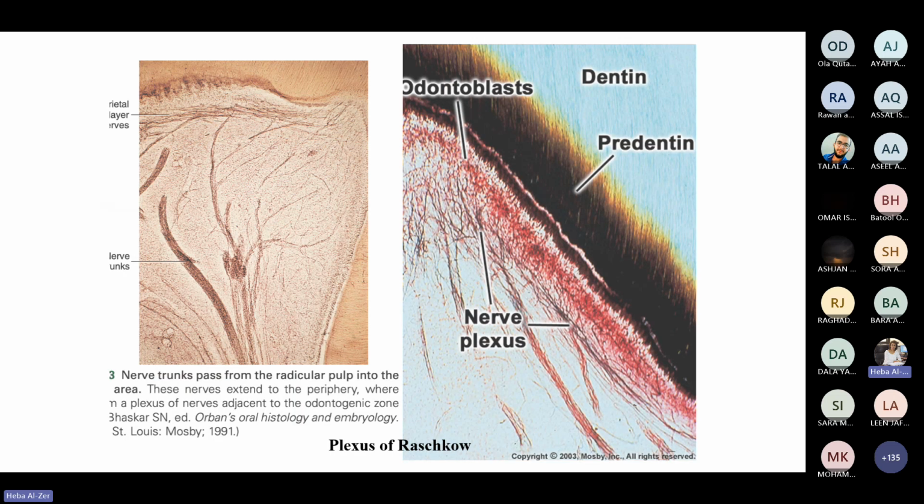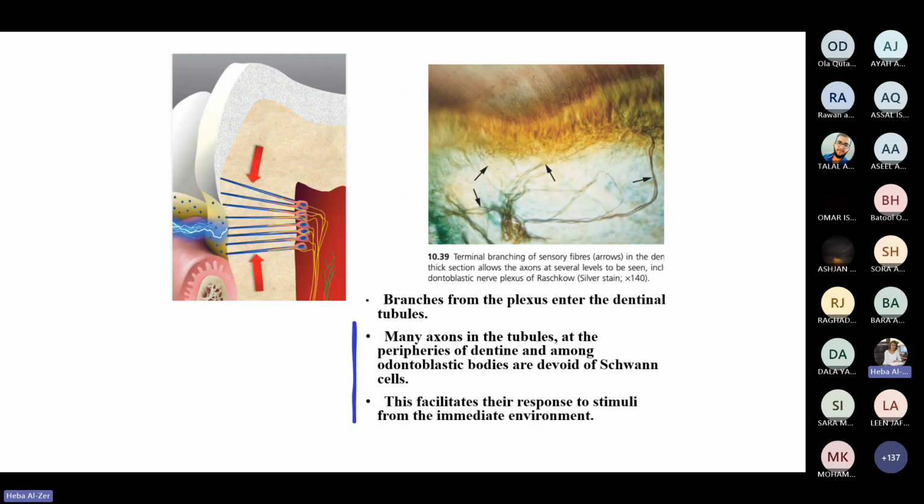As you can see, this is a special stain. This is the nerve trunk, showing us the subodontoblastic Raschkow plexus. This is a trunk here and there, and this is the plexus. These nerve terminals here become so small and they enter inside the dentinal tubules. These nerves are non-myelinated, which makes the catching of the stimulus easier for these nerve terminals.